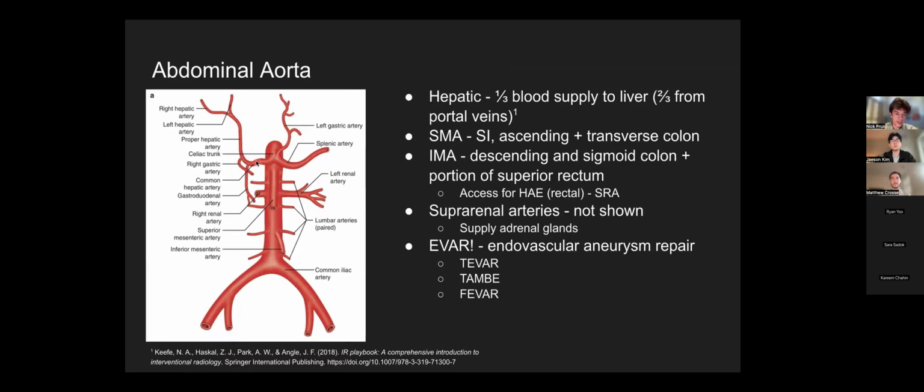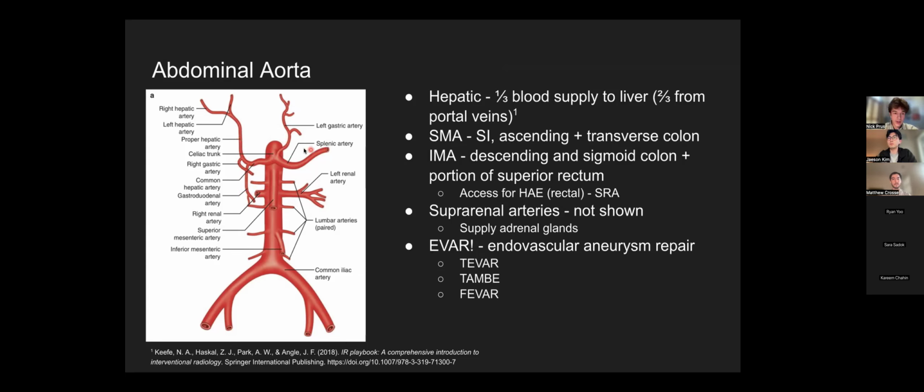But continue on here. So common hepatic gives rise to the gastroduodenal, which gives off other branches, which I'll talk about soon. Also gives rise to the right gastric artery, and then continues on to become the proper hepatic artery, and that goes on to the liver. So the hepatic artery supplies a third of the blood supply to the liver, and then the other two-thirds come from portal veins. So I'm going to talk about the portal system a little bit later on in this presentation.